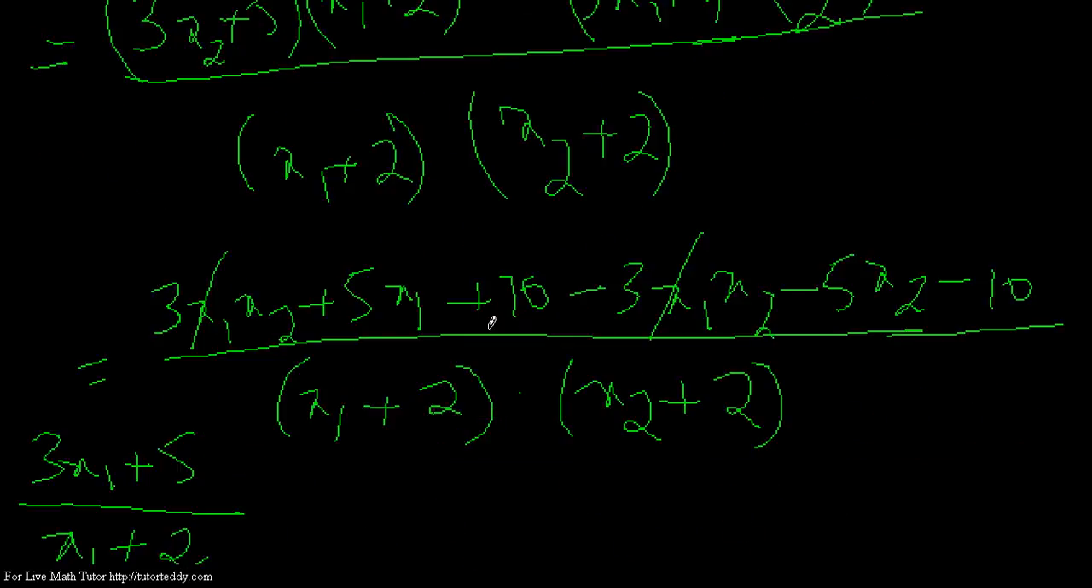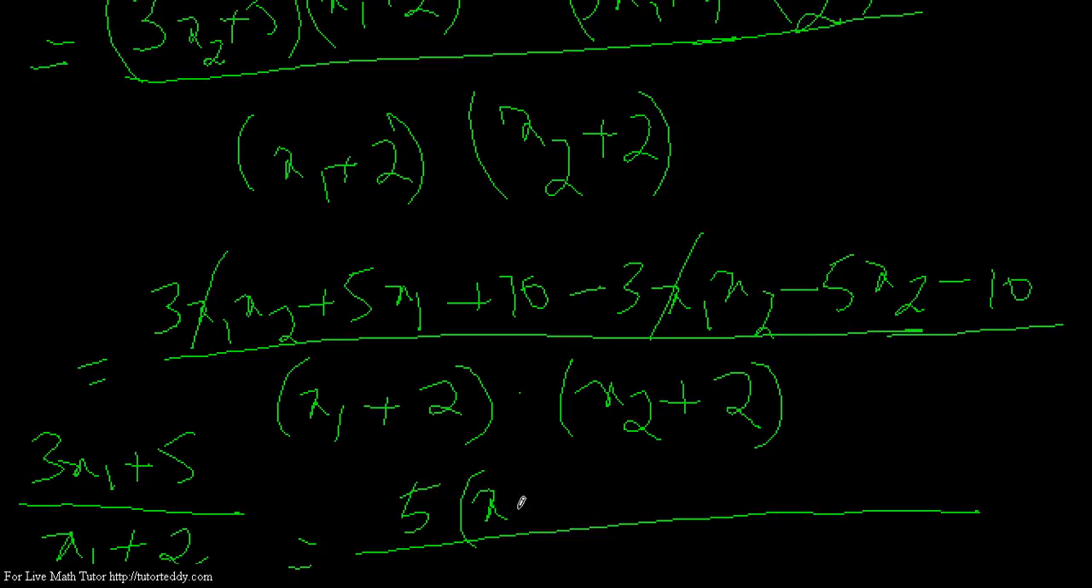Next we take common from here. We can take 5 common. So I take 5 common, (x1 minus x2), and also here this plus 10 and minus 10 get cancelled, so I am only left with 5 common (x1 minus x2) over (x2 + 2) into (x1 + 2).